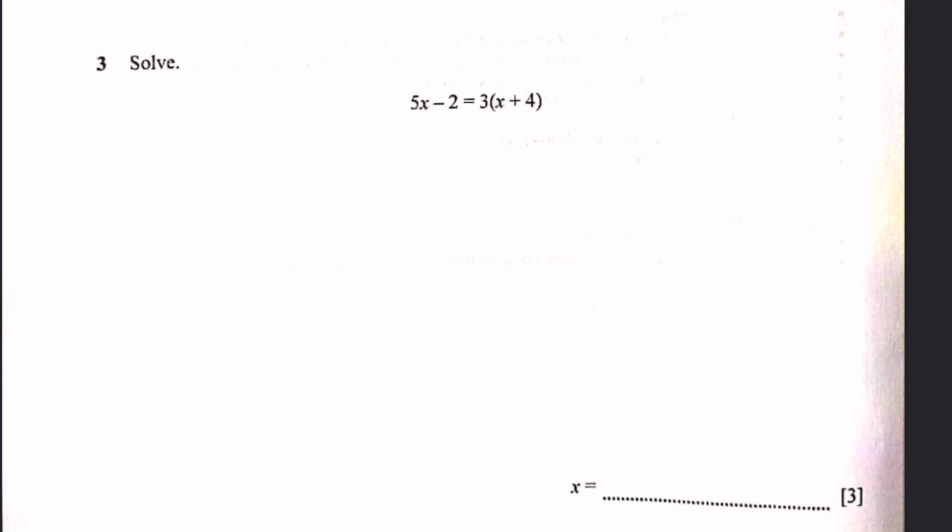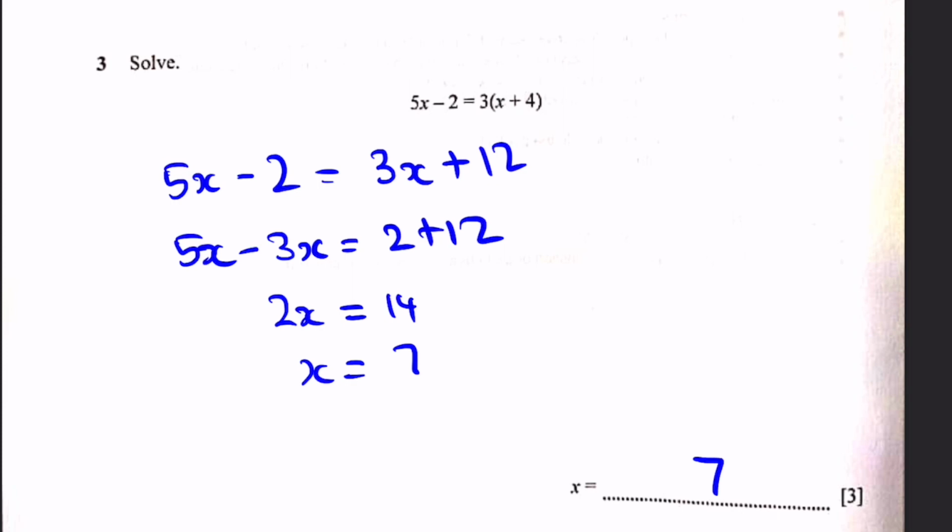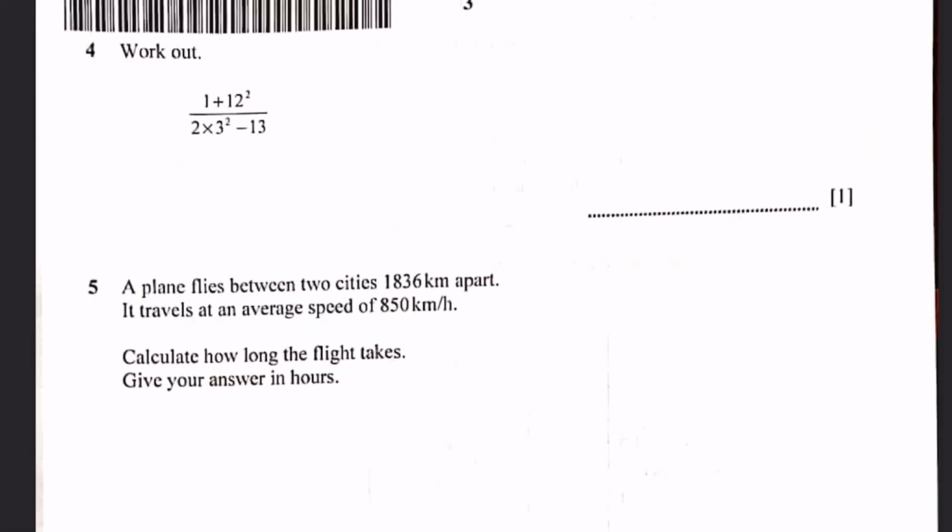Question 3. Solve 5x minus 2 equals 3 into x plus 4. That means 5x minus 2 equals 3x plus 3 into 4, which is 12. So 5x minus 3x equals 2 plus 12. 2x equals 14. x equals 14 by 2, which is 7. That's the answer.